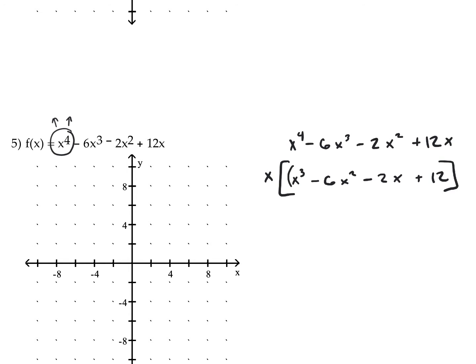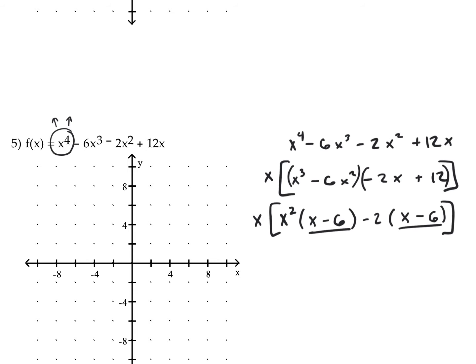All right, so we group the first 2, group the second 2. What do I have in common in my first group? An x squared. So I'm going to take out an x squared. That x is just going to hang outside along for the ride. So x squared, and then I'm left with what once I take out that x squared? X and -6. So x minus 6. What can I take out in my second group? -2. And then I'm left with x minus 6 again, which is perfect because that's exactly what I wanted. Had to make these inside parentheses the same.